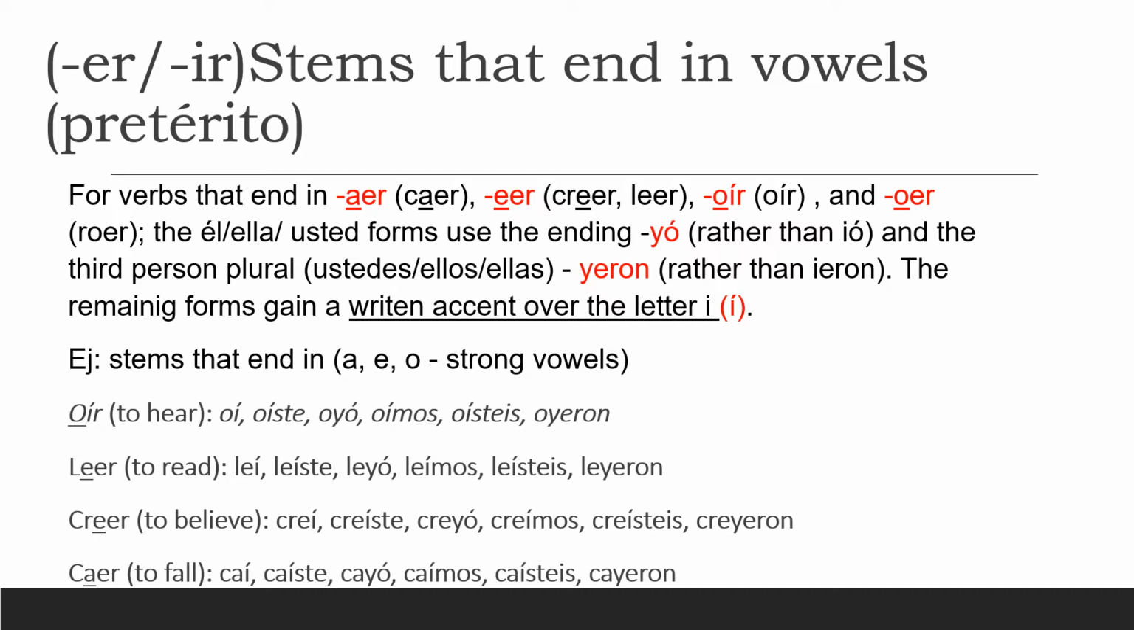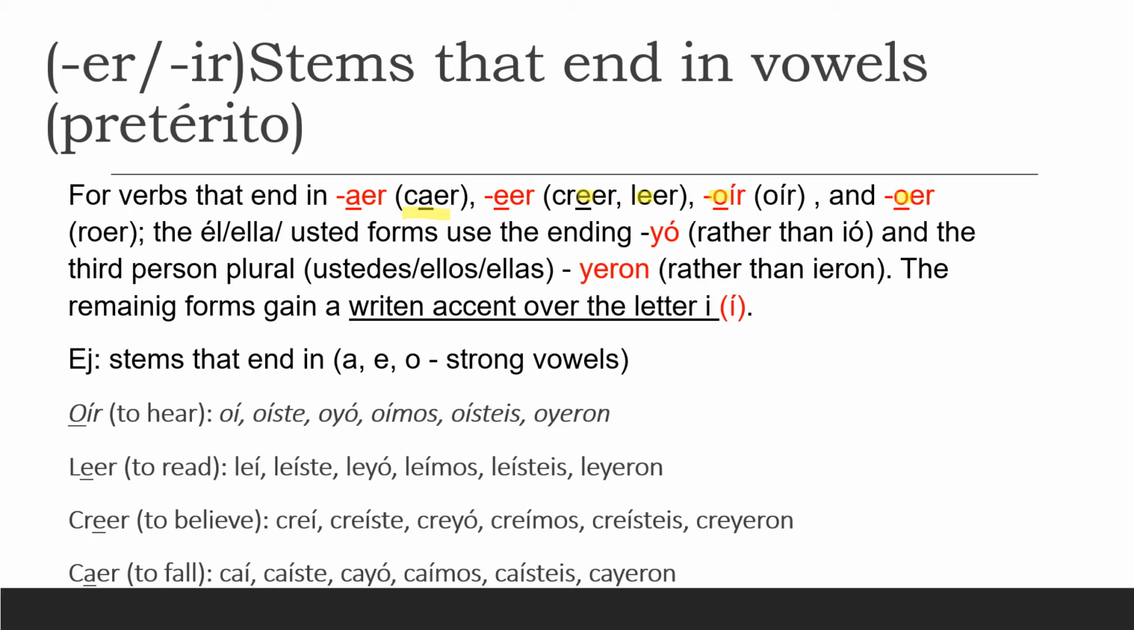So whenever you have an ER or IR verb and you drop the ER or IR, and the stem of that verb ends in a vowel, such as an A, for example in caer, when you drop the ER you have an A, or creer and leer, when you drop the ER you have an E, or an IR verb like oír, when you drop the IR you have an O. And roer, for example, when you drop the ER, you have an O.